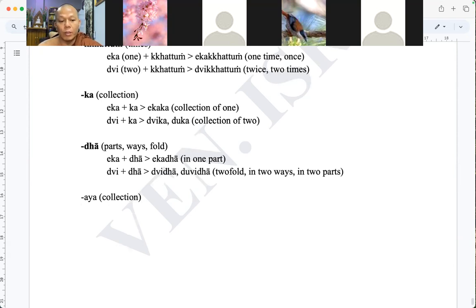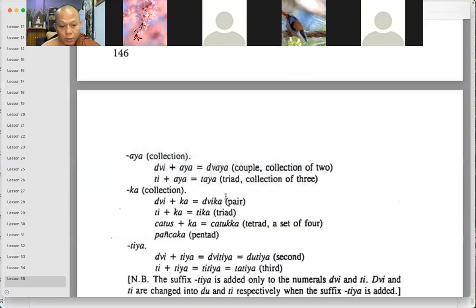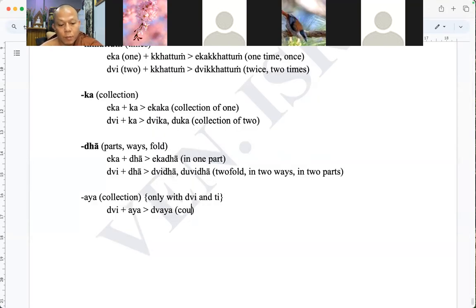This aya is found only with dvi and ti. So for example, dvi and the aya, we have dvaya. Dvaya also means a collection of two, or couple, or pair, or one set, and so on.